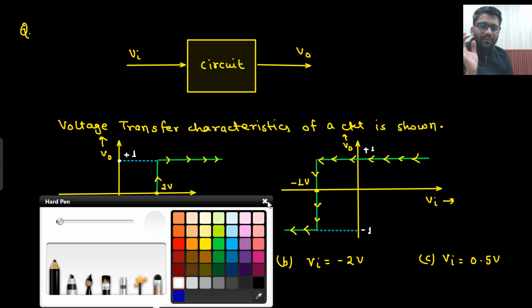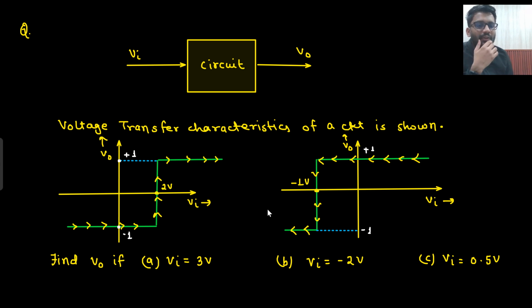Firstly, we need to understand how to study these kinds of characteristics, and what the meaning of this arrow is, that I will also tell. So just hold on and see the concept now. They are saying, find V0 if Vin equals 3 volt. Where will 3 volt be? In this graph 3 volt will be somewhere here, and in this graph 3 volt will be somewhere here. What is the output when Vin equals 3 volt? This graph says the output should be 1 volt, and this graph also says the output should be 1 volt. So both graphs say that when Vin equals 3 volt, output is 1 volt.